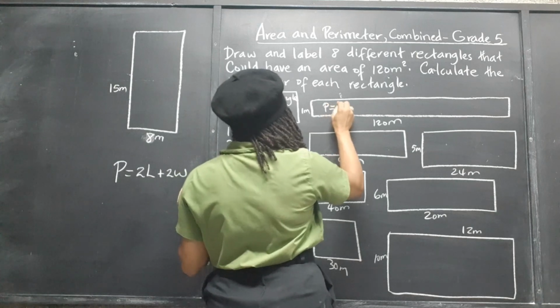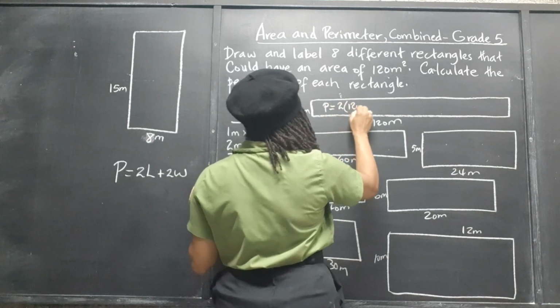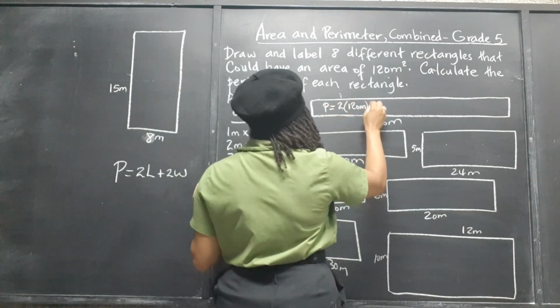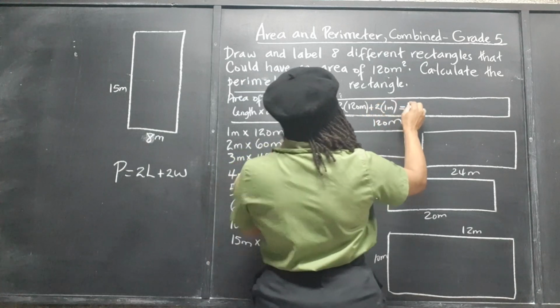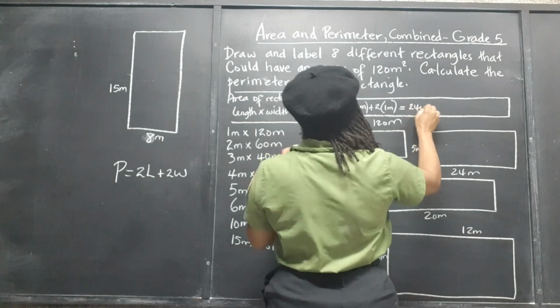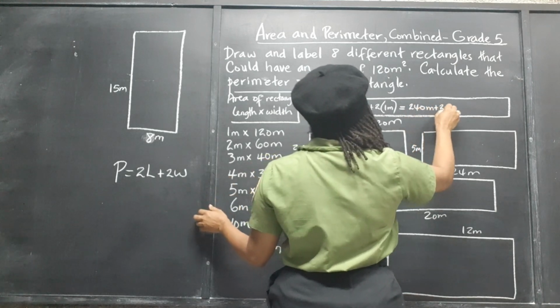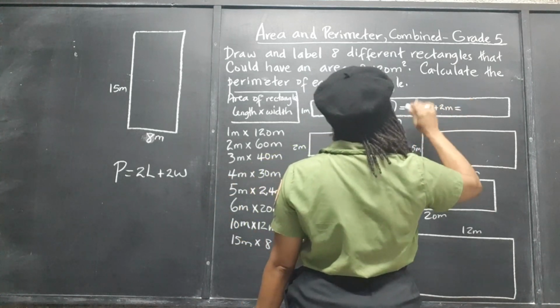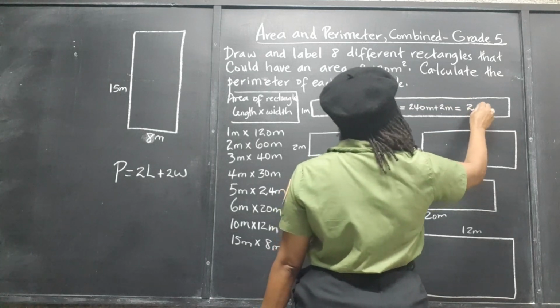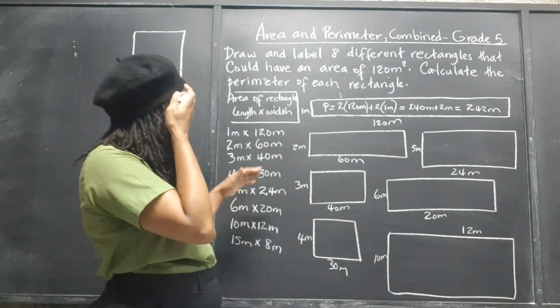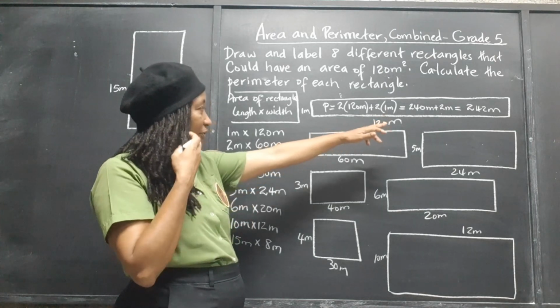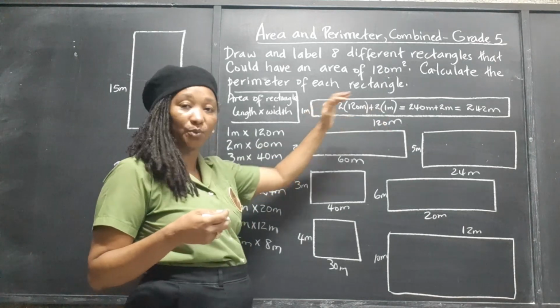So that is 2 times 120 plus 2 times 1. So that's 240 plus 2. So the perimeter for this rectangle is 242 meters. 2 times the length, 2 times 120 is 240. 2 times the width, 2 times 1, 2.